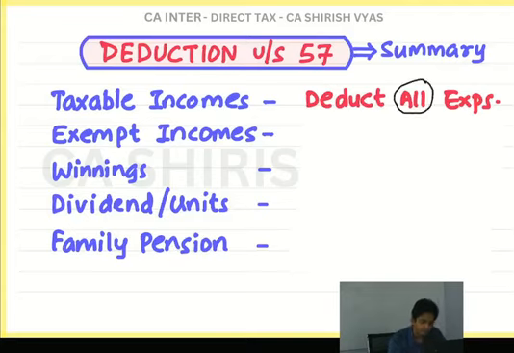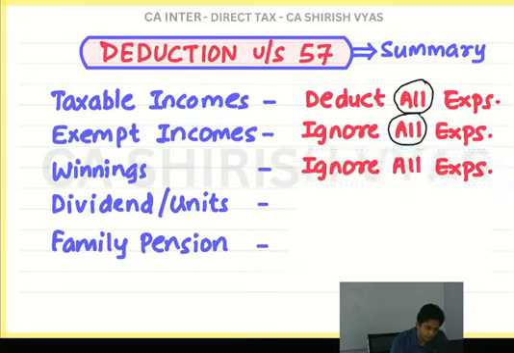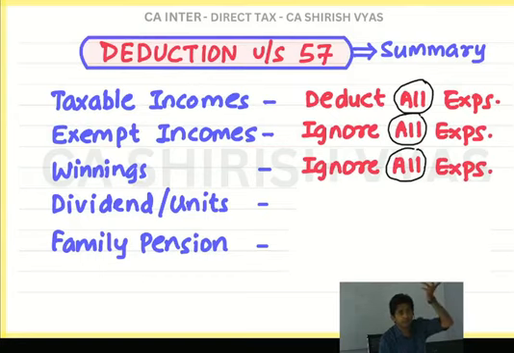Deduct all expense. Then exempt income, ignore all expense. Winnings, ignore all expense. See, do you remember the logic also? Exempt income we put dash only. Winnings come from luck. It has not got any connection with expenditure. It is connected with your luck. And we are not minusing luck here. We are minusing expense, and with expense it has got no connection.